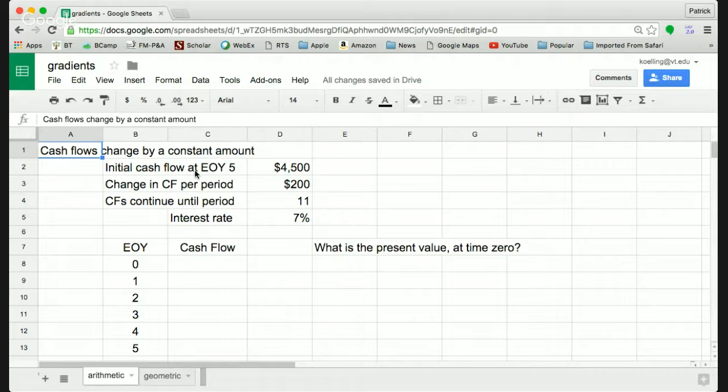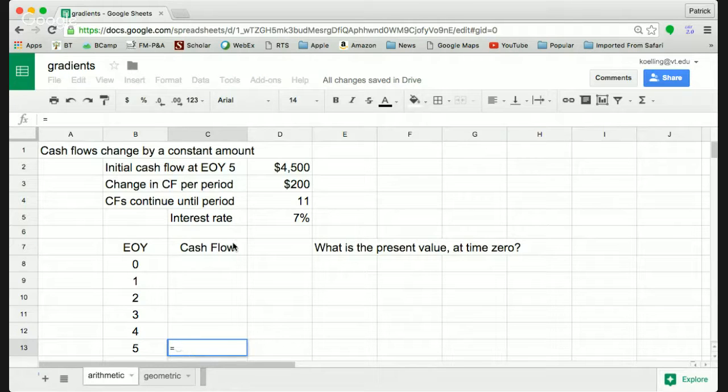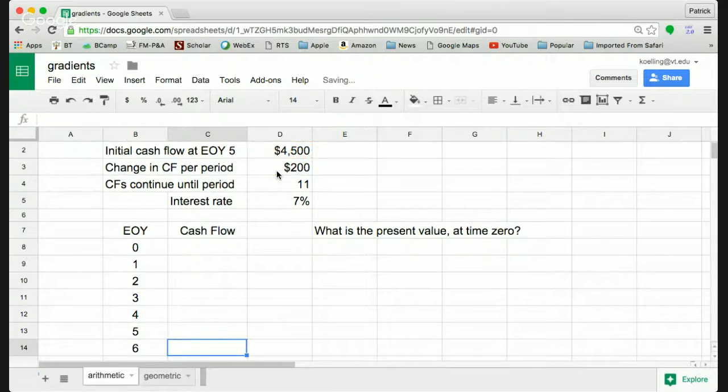Okay, here is the arithmetic gradient problem. The initial cash flow at the end of year 5 is $4,500. So I'm going to put that right here, equal $4,500. And this will change. It's a positive gradient, so it will increase by $200 each year. And it says the cash flows continue until period 11. The interest rate is 7%. What is the present value at time 0?